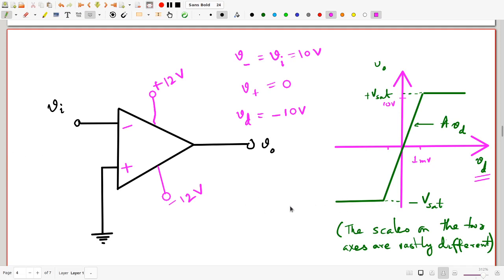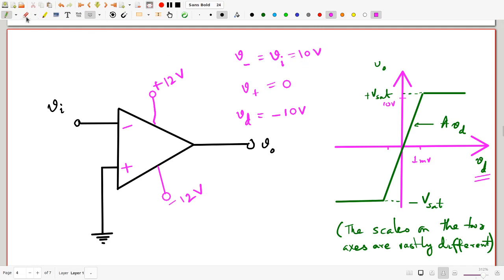The output will be minus Vsat. And just for the sake of conversation, just because Vsat sounds not like a very pleasant thing to say over and over again, let's call that minus 12 volts. So when Vi is plus 10 volts, the output is minus 12 volts. What happens when Vi is 9 volts? Again, Vd, of course, is no longer 10 volts.